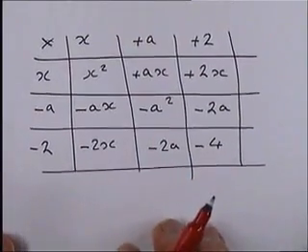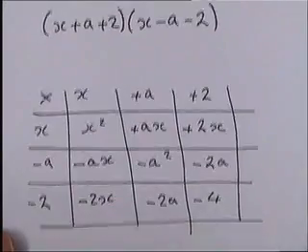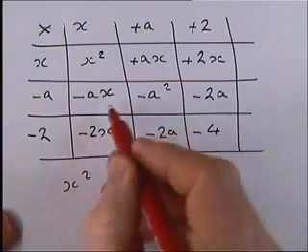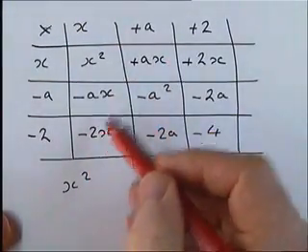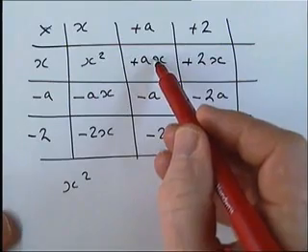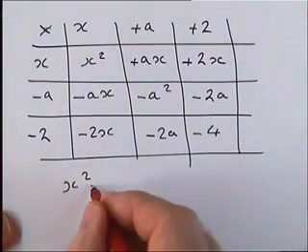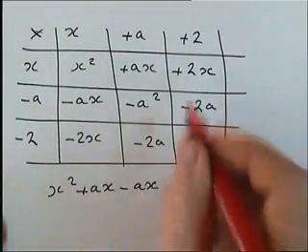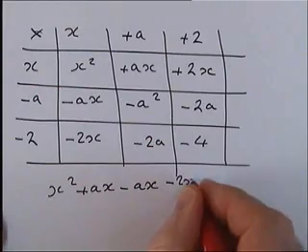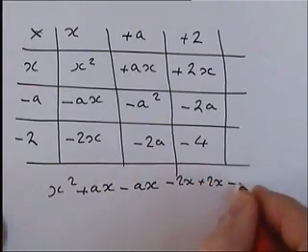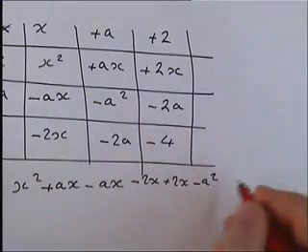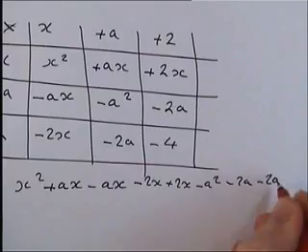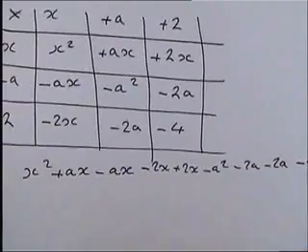So now I'm going to collect together my terms. So I get x squared, and now look, these diagonals sometimes help us. Look, a negative ax plus an ax makes no ax's. So I could either write that in as plus ax, take away ax, and then I've got a minus 2x plus a 2x, minus an a squared, and then I've got a negative 2a, take away another 2a, and then I've got finally a negative 4.